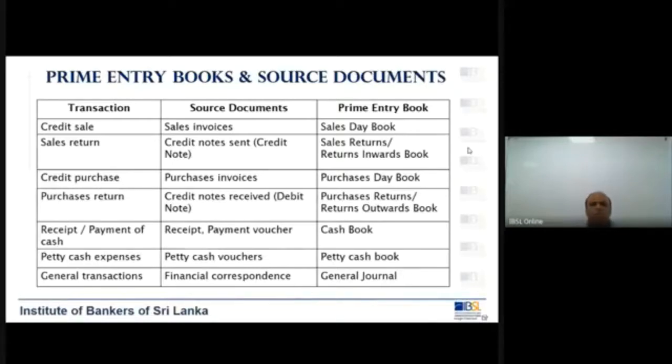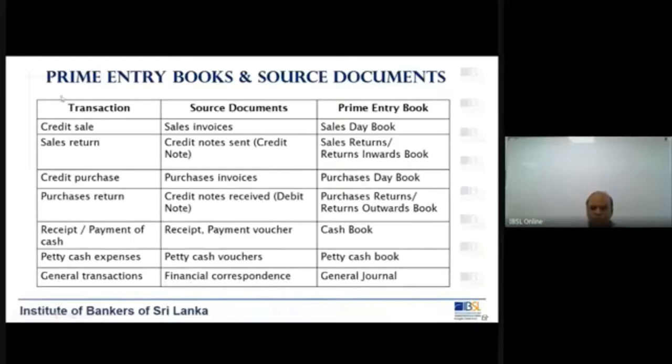So here we have something called financial correspondence. Financial correspondence means, as I told you, the normal transactions other than the trading and cash transactions, you can enter into several other transactions. Say, for example, payment of a utility bill. So you will get a utility bill, which is the financial correspondence that you might have. Similarly, payment of salaries, payment of allowances, maybe doing maintenance. So many transactions are there. So all those are grouped into financial correspondence.